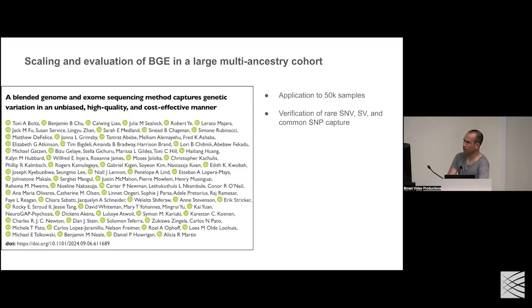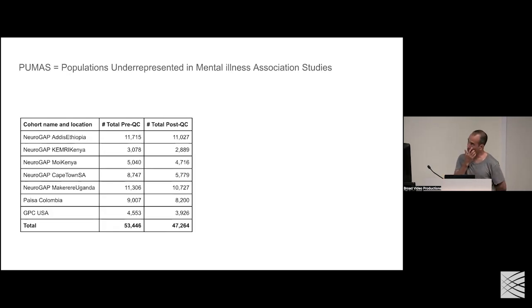So after the technical development, we scaled and evaluated this in a large multi-ancestry cohort, also looking at structural variants, which I'll show. This was our first look at a collection we've been gathering for quite a while at the Stanley Center, the Populations Underrepresented in Mental Illness Association, or PUMAs. And as you can see from the names, most of the samples we were looking at here are from NeuroGAP, and you can see various locations across Africa as well as South America.